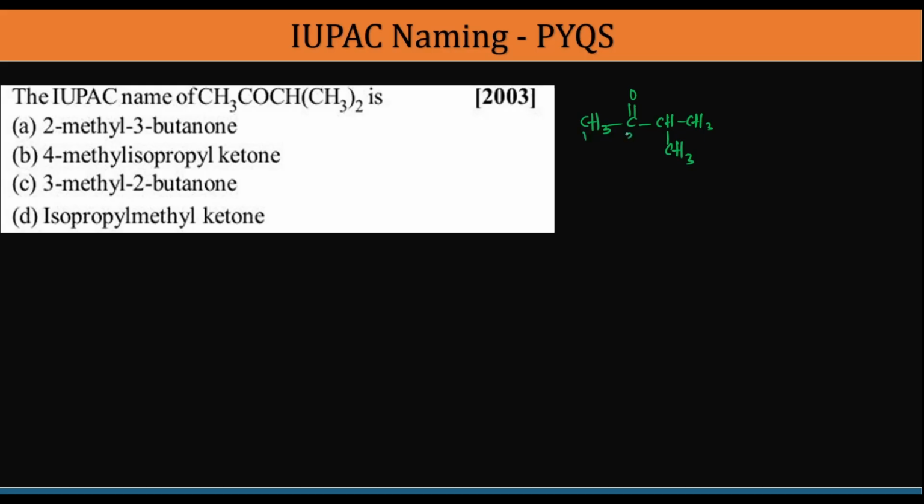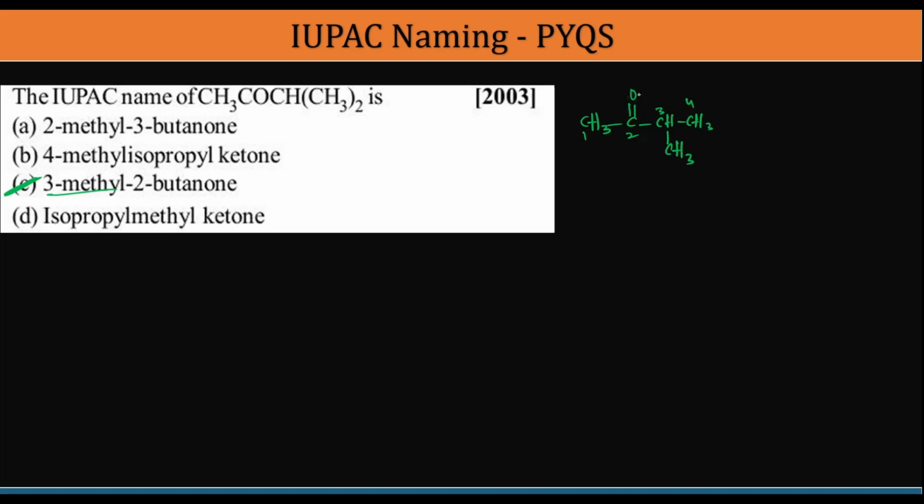1, 2, 3, 4. Okay, so what is this? 3-methyl and 2-butanone. Simple, right? So which one is the option? Option C is correct. It is 3-methyl: on the third carbon we have a methyl group, and this is what? Keto group.